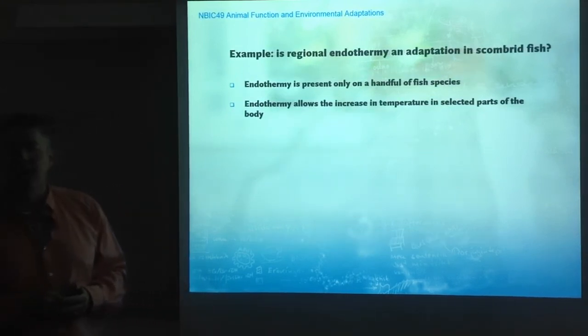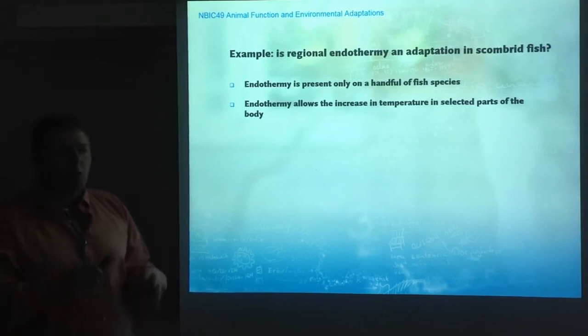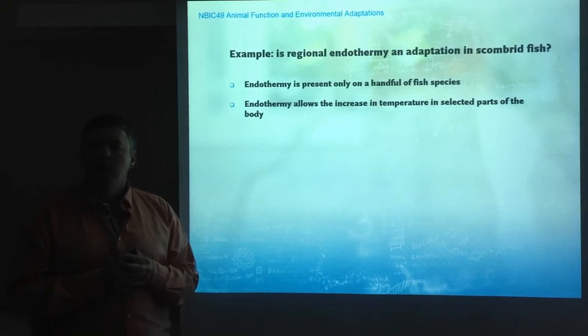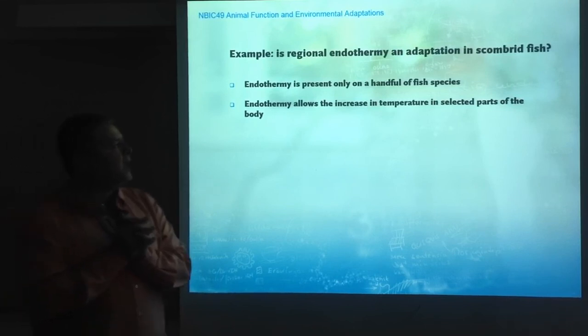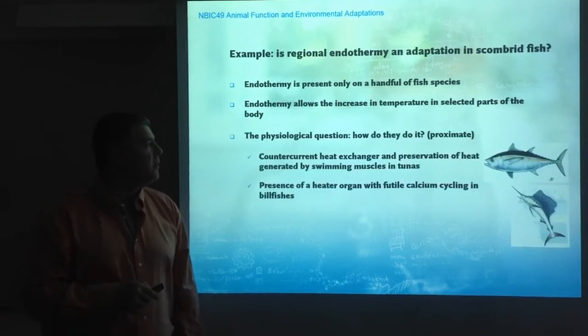Let's look at a final example, and with this we'll finish. Is regional endothermy an adaptation in scombrid fish? Regional endothermy is the situation in which some region of the body, in this case of fishes, is able to trap heat and keep this body part at a higher temperature than the rest of the body. We know that in scombrids, only a few species have endothermy or are regional endotherms. And this endothermy allows the increase in temperature in selected parts of the body for particular functions.